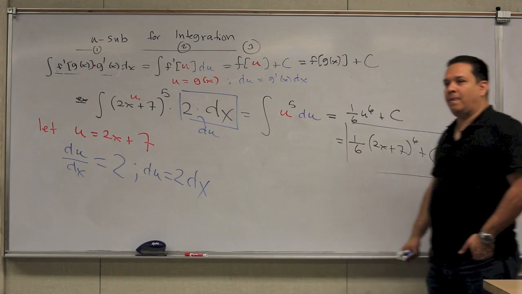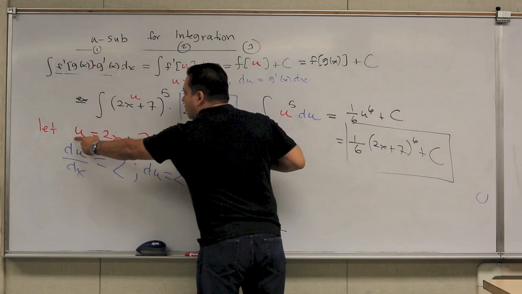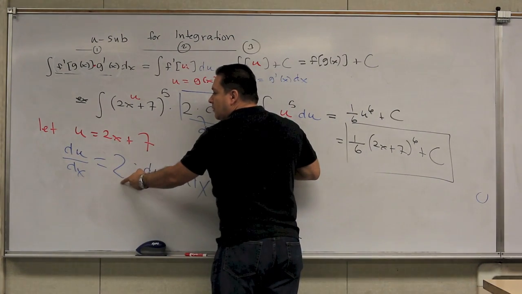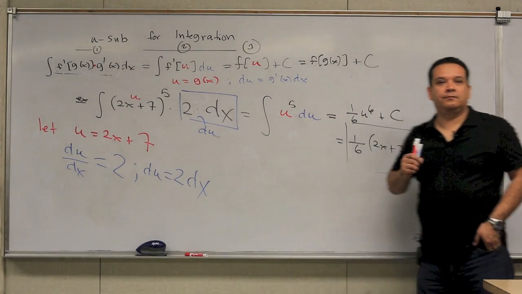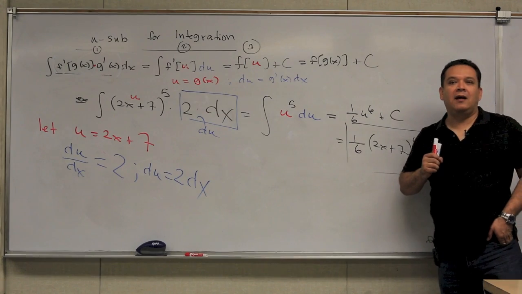Yes? How did you get du over dx equals 2? I differentiated u with respect to x. The derivative of 2x plus 7 is what? It's 2. Okay, you guys okay with that?